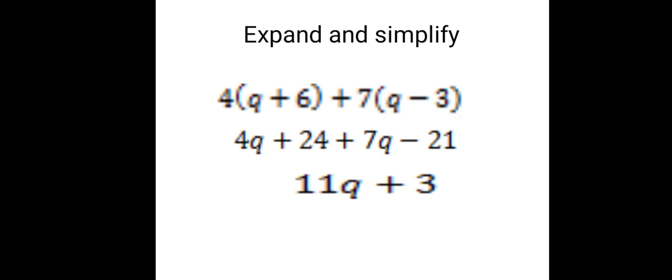Expand and simplify. Now to expand, you just multiply 4 times q, you get 4q. 4 times 6, you get 24. And then 7 times q, you get 7q. 7 times 3, you get 21. And then add the like terms. You have 4q plus 7q, they are like, you get 11q. And then 24 minus 21, they are like, you get 3. So the expression becomes 11q plus 3.